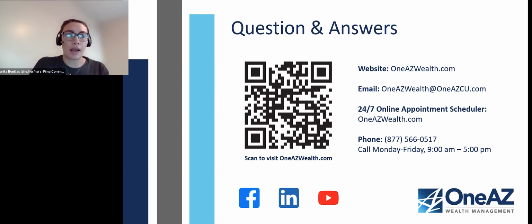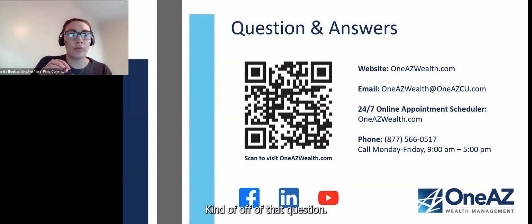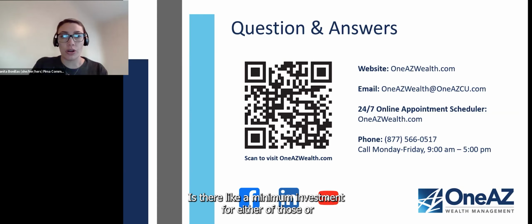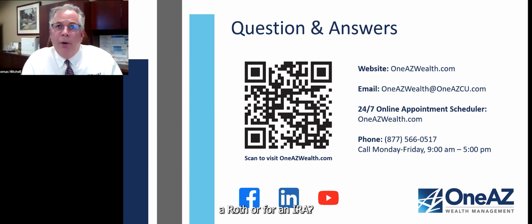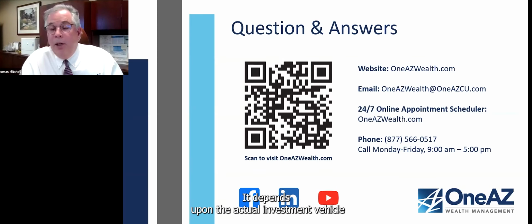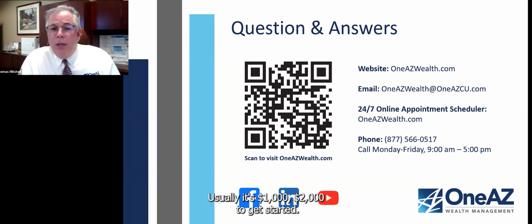Kind of off of that question, is there a minimum investment for either of those? You mean for a Roth or for an IRA? Yes. No, pretty much. It depends upon the actual investment vehicle that you're going to select. Usually it's $1,000, $2,000 to get started.